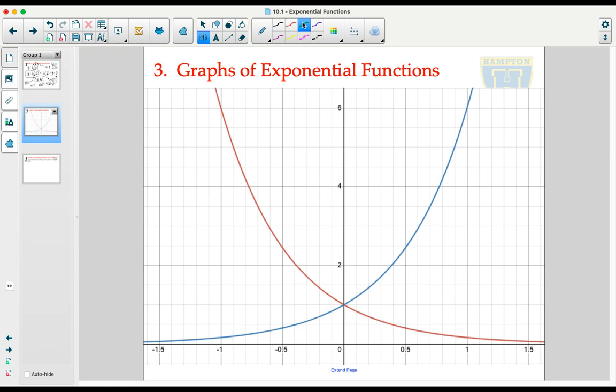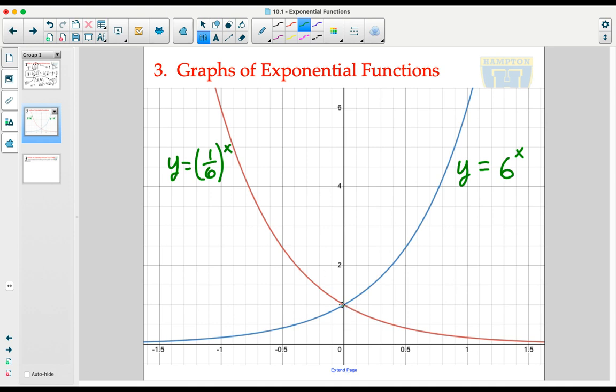Here we have the graph of two exponential functions. On the right in blue, we have the exponential function y equals 6 to the x power. On the left, we have the exponential function y equals 1/6 to the x power. You should notice a couple things about these two graphs.